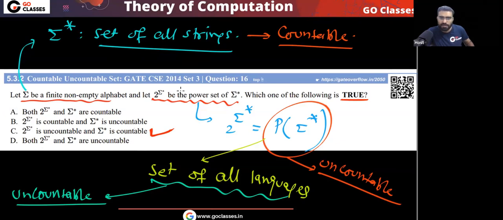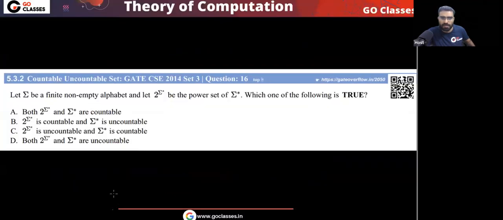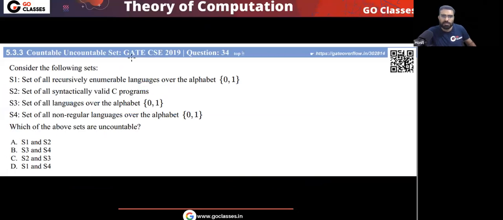Infinite. And 2 power sigma star, that is your power set of sigma star. That is the set of all languages, and that is uncountable. Okay, so very easily you can see. So this question we have done. Now let's solve this question. This is a GATE 2019 question.